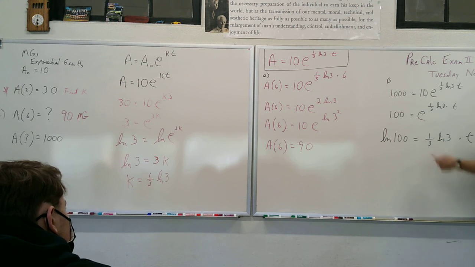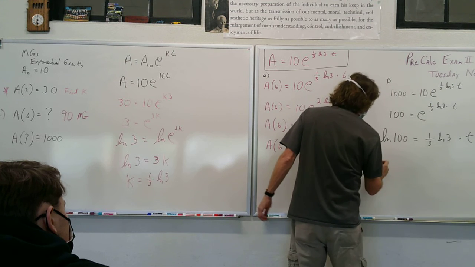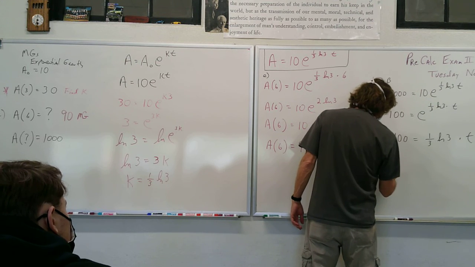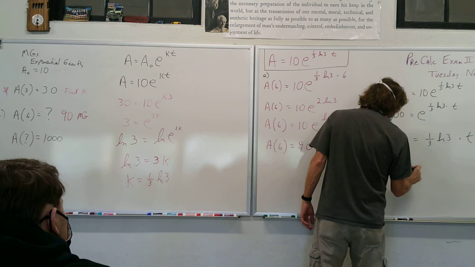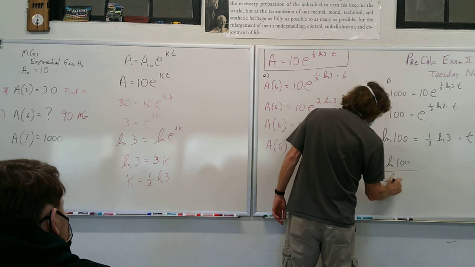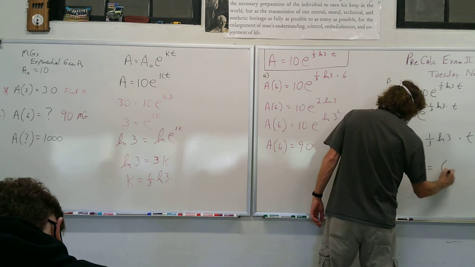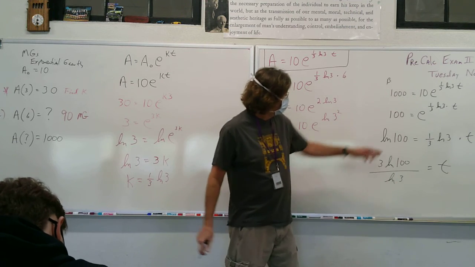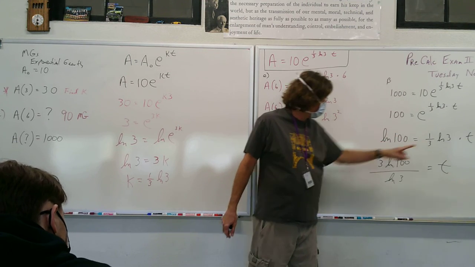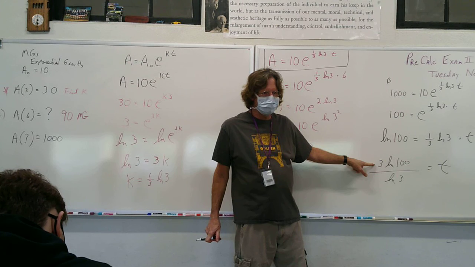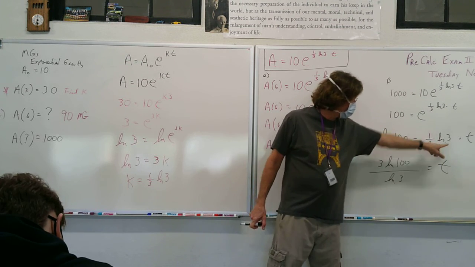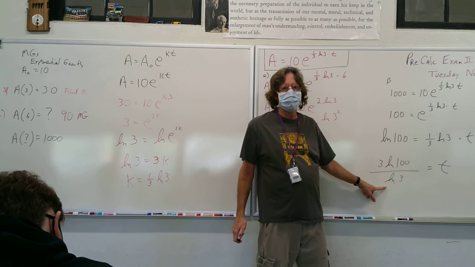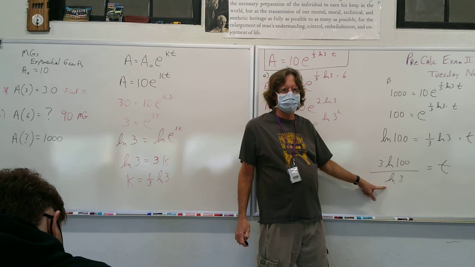Well, I'm going to multiply by the reciprocal of 3. The 1/3 is going to be 3. Natural log of 100 divided by natural log of 3 is equal to t. Multiply by the reciprocal of 1/3, 3, and then divide by natural log of 3. Isolate the t by itself.